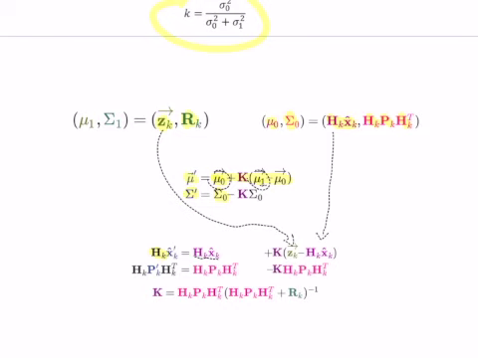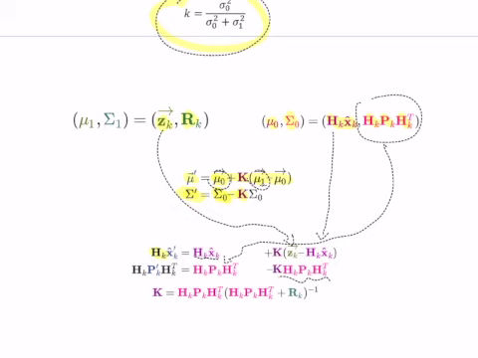Okay, now what about the new uncertainty? What do we know? We know that the new sigma equals sigma0 minus K sigma0. And this is exactly what we are getting here. Okay, sigma0, Hk Pk Hk transpose minus K sigma0. And what is K? K is, if you remember, sigma0 divided by sigma0 plus sigma1.